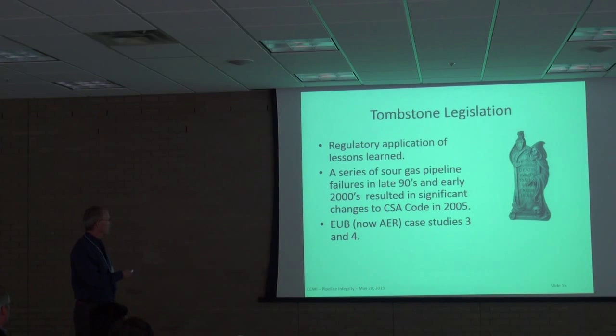So I'm going to show you a couple of case studies of how that happens. There was a whole series of pipeline failures in the late 90s, early 2000s that resulted in significant changes to the CSA codes. And the reason is that companies that actually had good knowledge of these kinds of problems designed and built and operated these systems, and they understood the kinds of problems that could occur. And so a lot of these failures weren't occurring in the province.